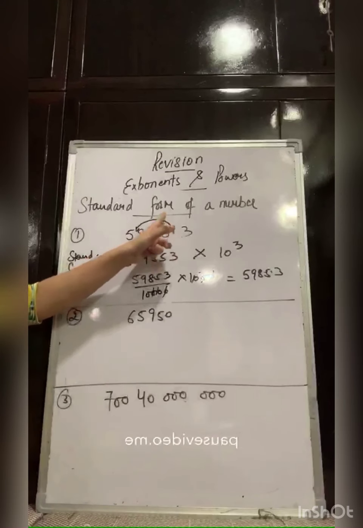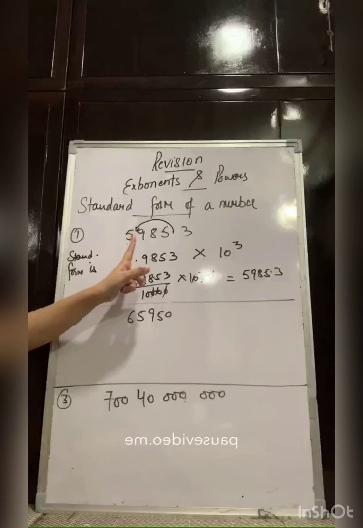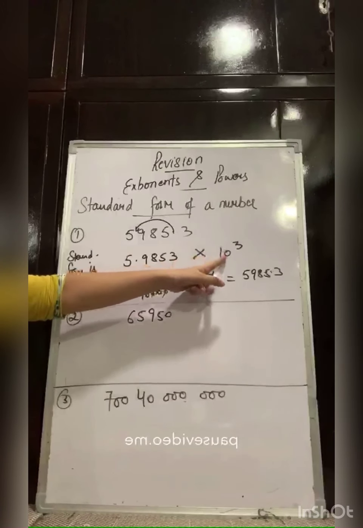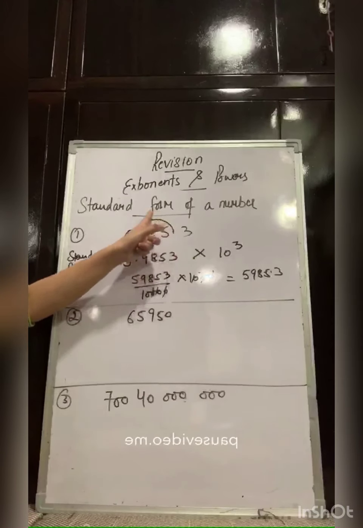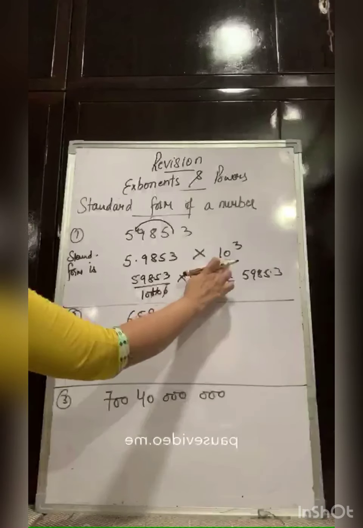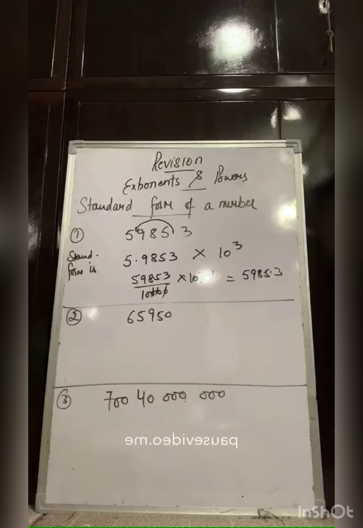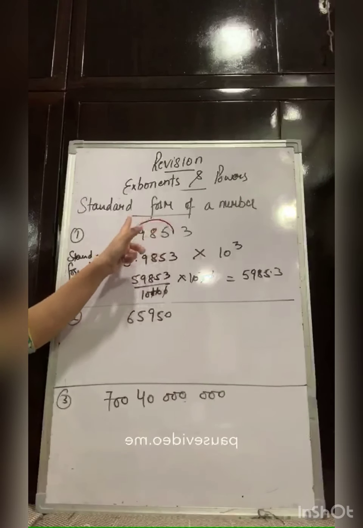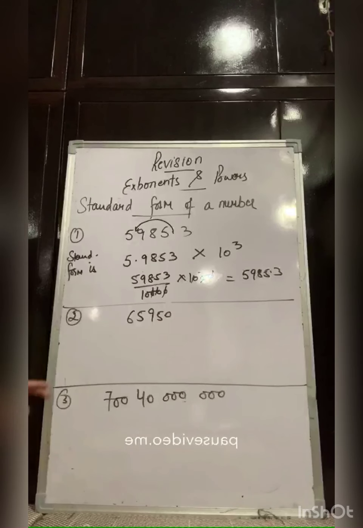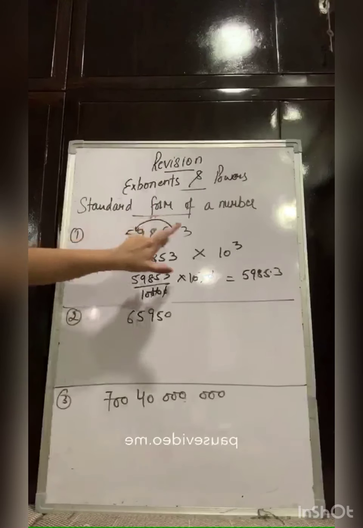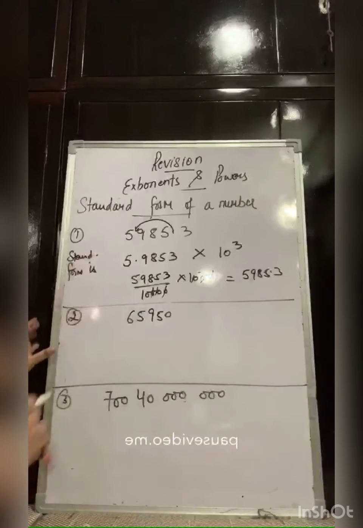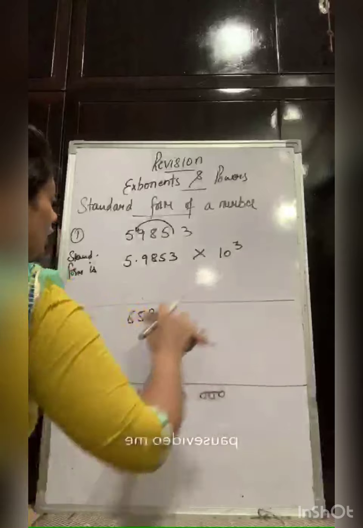So when we are shifting the decimal to the left, then we have to multiply the number with as many zeros as we are shifting the decimal, right? And if we are shifting towards the left side, then the power is always positive. So this is the first question. Now come to the second question.